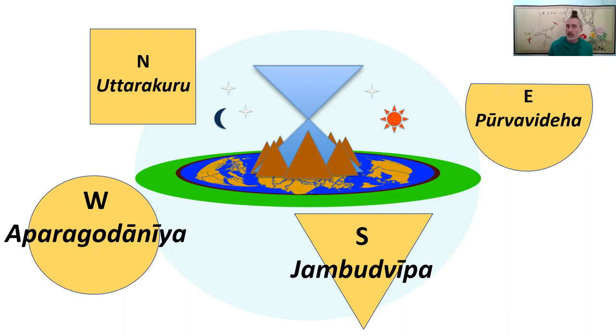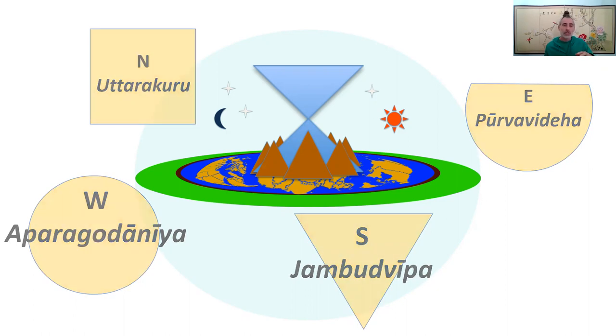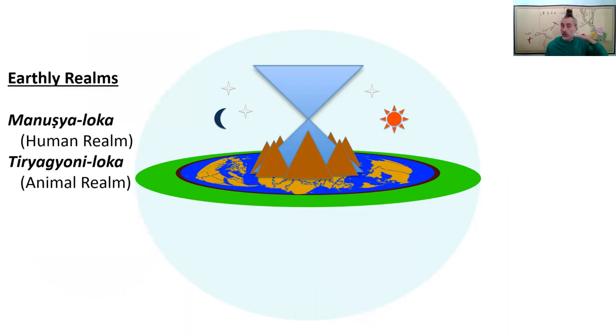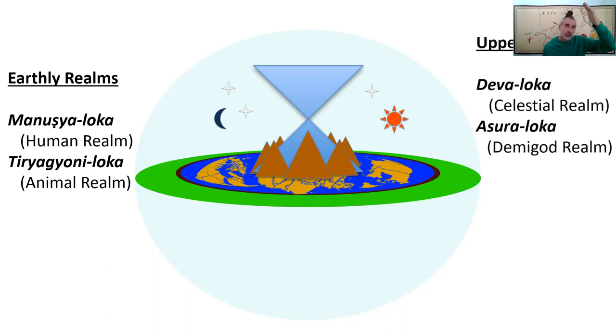This is all part of the basic original Buddhist cosmology, including, in addition to these four continents, a realm of humans on this terrestrial plane, and a realm of animals on this terrestrial plane. In the foothills of Mount Meru and above, there are upper realms, also called heavenly realms, that are inhabited by devas and asuras, gods and demigods.